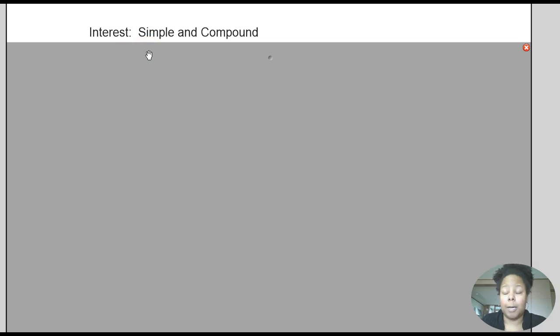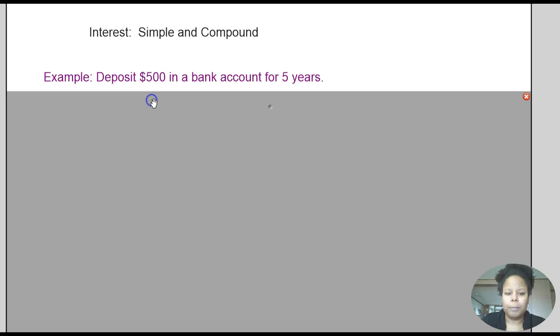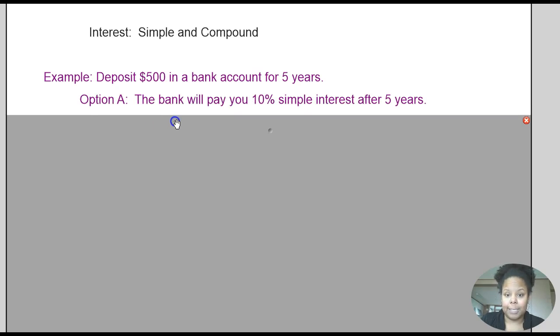Before we start with talking about compound interest, let's take a look at two different scenarios. Suppose you have $500 that you want to deposit in a bank account for 5 years, and you go around and search for different bank account options. And you have option A, which says the bank will pay you 10% simple interest after 5 years. So you keep your money in the bank for 5 years, and at the end of 5 years, the bank will give you back your money, plus the simple interest earned, which is 10% over the 5 years.